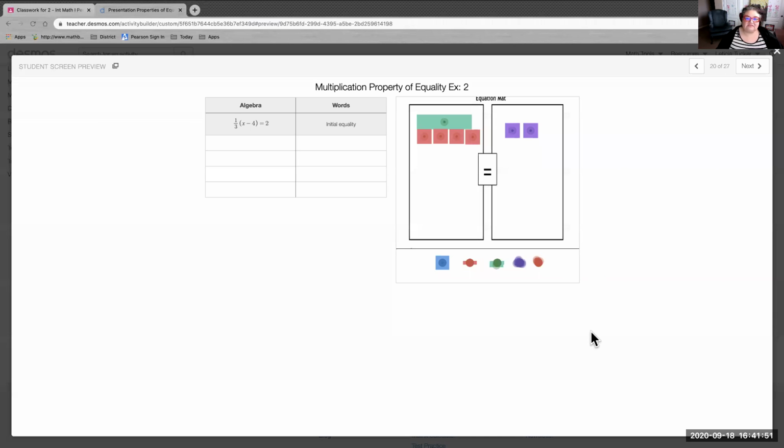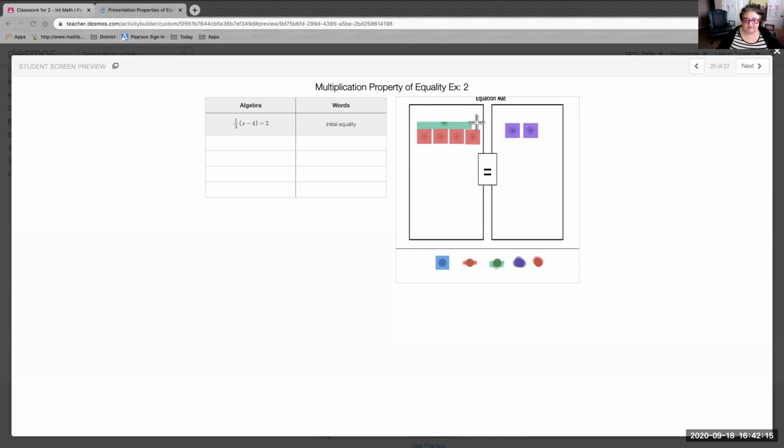Okay, so this is multiplication property of equality, example 2. So this time we're going to look and see, we have x minus 4, but this time we only have 1/3 of it, okay? So let's see, what might that look like?